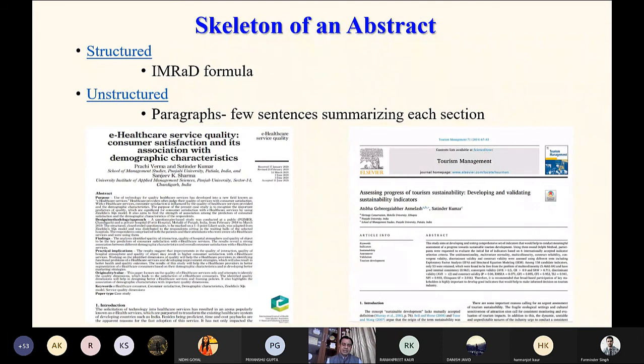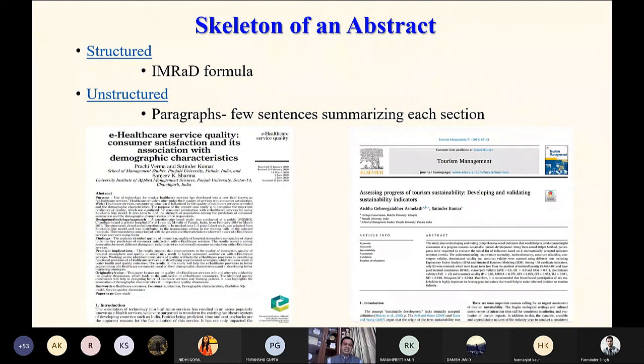But as far as Emerald and Wiley are concerned, they are going to use the structured abstract. Structured means we are going to have the headings and the subheadings for the abstract, just like the research manuscript that has different sections. We are going to have an introduction section, a research methodology, a review of literature, the findings, implications, and at the end references and the discussion part.